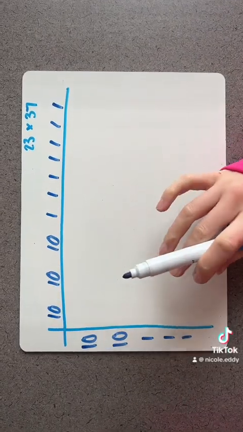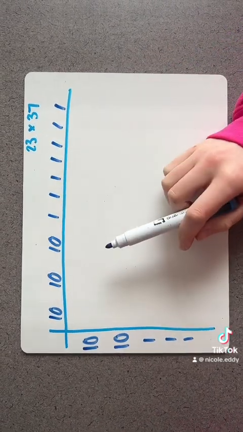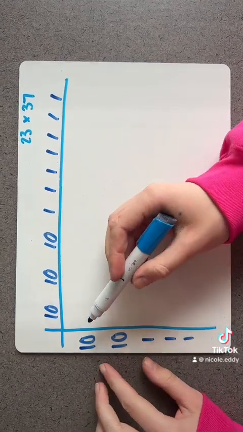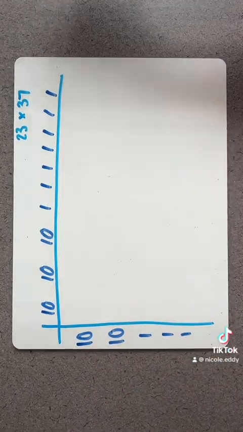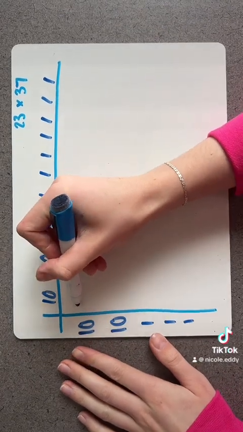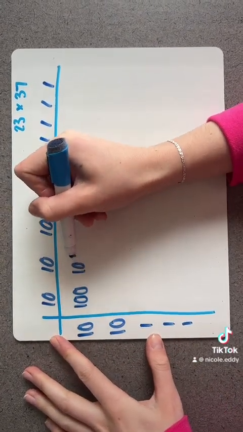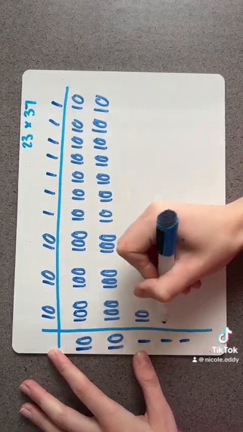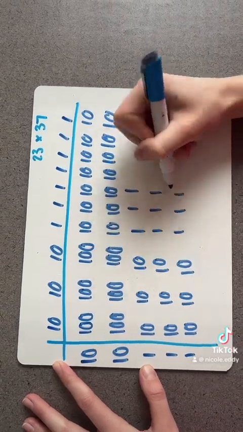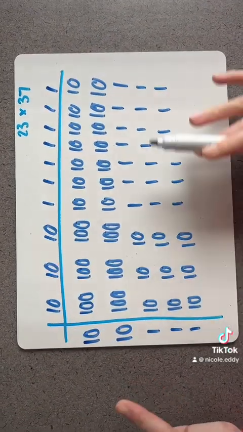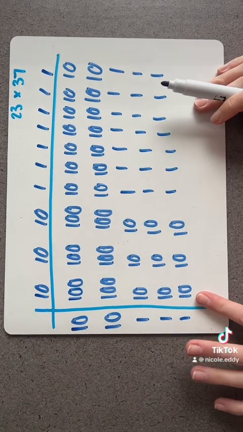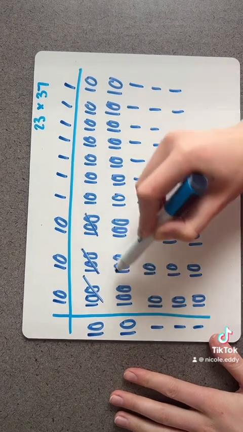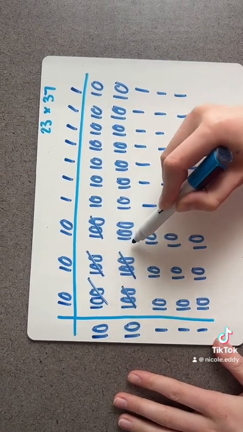Okay, so now we're going to represent our 23 times 37 symbolically. So it's a similar grid to what we just did with the pictorial. So we have our numbers broken into tens and ones. So we'll just start filling it out. So 10 times 10, 100, and we'll just follow along. Okay, now we have our chart filled out, so now we just need to count it up, same as we did before. So 100, 200, 300, 400, 500, 600.